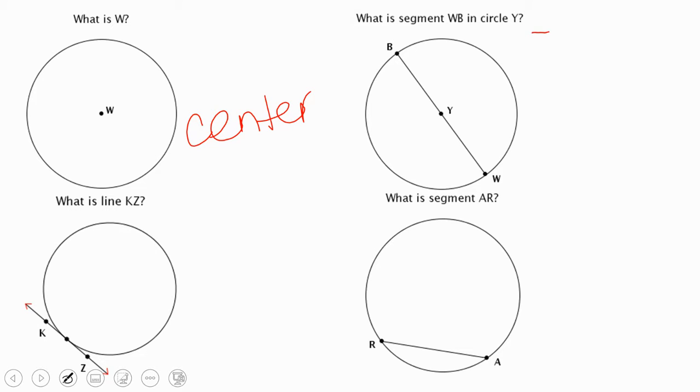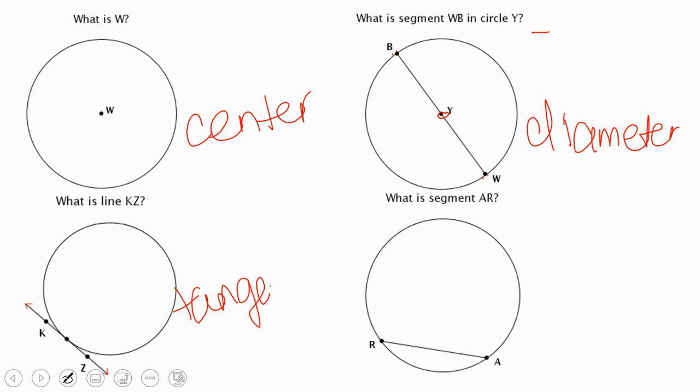And then next we're going to go over here. What is segment WB? It's a segment, so that means it's either a radius, a diameter, or a chord. Well, it's connecting 2 points on the circle, so that either has to be a diameter or a chord, and it's going through the center. So that has to be the diameter. What is line KZ? A line has to be either the tangent or the secant. It is only touching 1 point. It's outside of the circle, so that is a tangent.